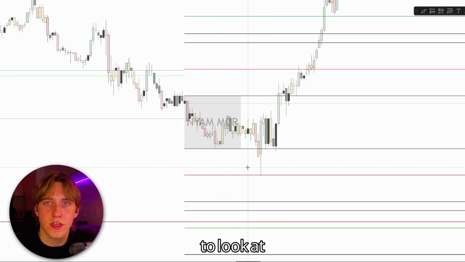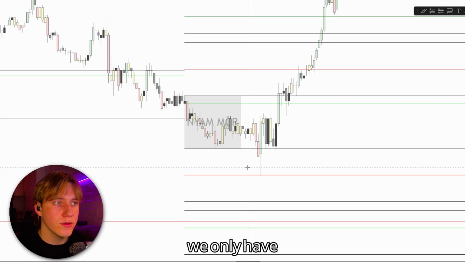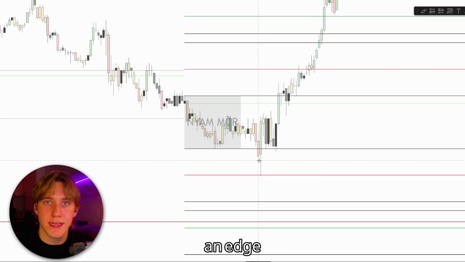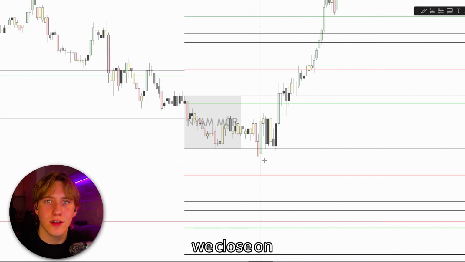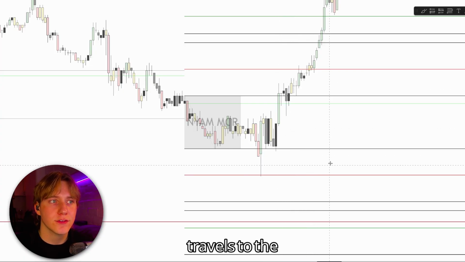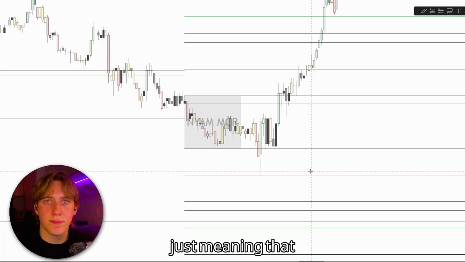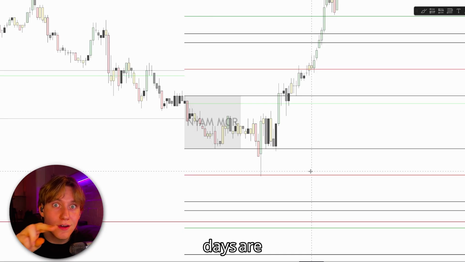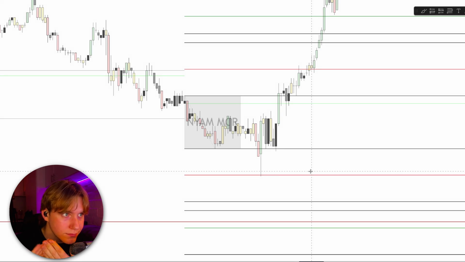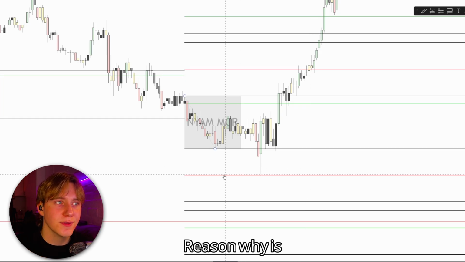So the first stat that I want us to look at and understand is that 70% of days are going to be false days. So what's a false day? A true day is when we only have one closure on an edge of a MCR, meaning that we only closed on one side and then price continued on that side, but never continued on the other side. A false day is when we close on a low or a high, but price then travels to the other side and has another close. So price closes on one side, price closes on both sides. What we figured out is that 70% of days are the opposite. It's the false day, which means that if everyone's going to try and trade that first breakout, bye-bye, money gone. Reason why is because of these standard deviations.